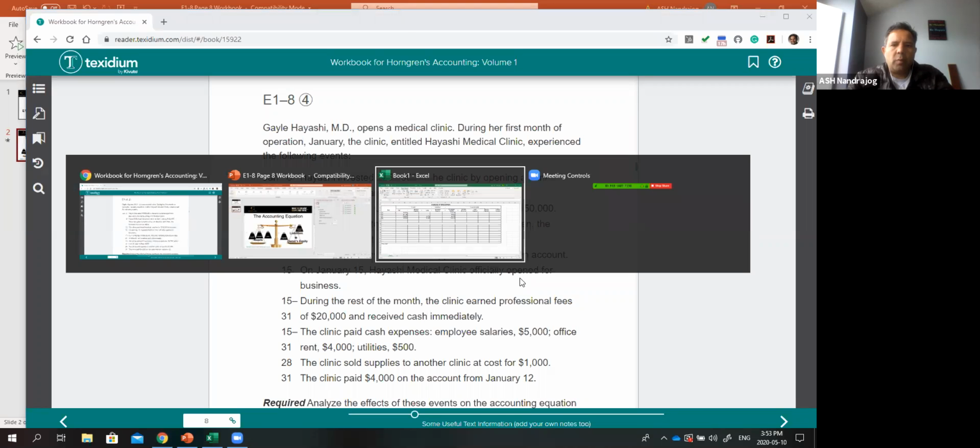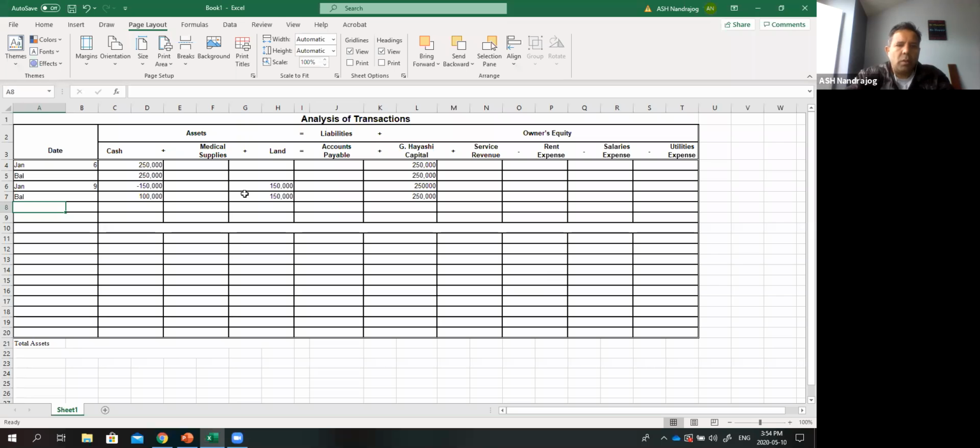So let's try to put this transaction here now. So on January 12th, there's no change to cash. We did not pay cash. We got $10,000 of supplies. There's no change to the land. We have $10,000 of accounts payable because this is money we will eventually have to pay to the business which has supplied us the supplies. We haven't made any revenue, there's no expenses yet.